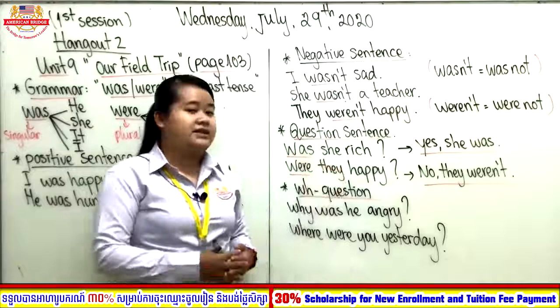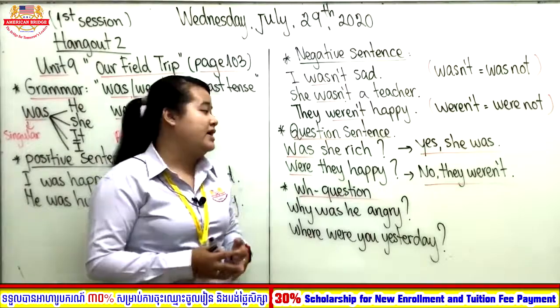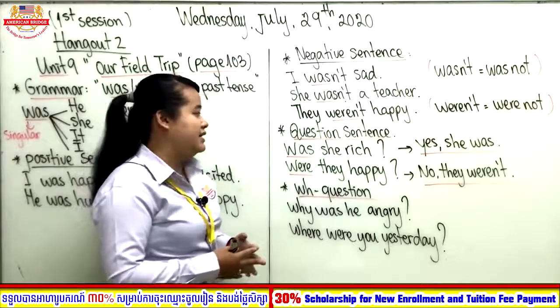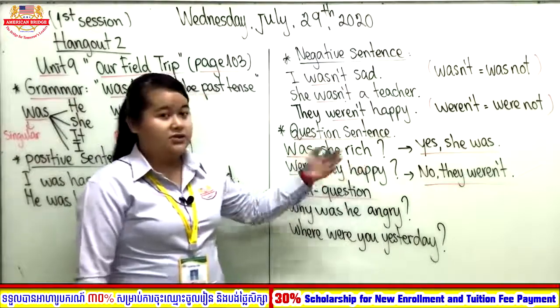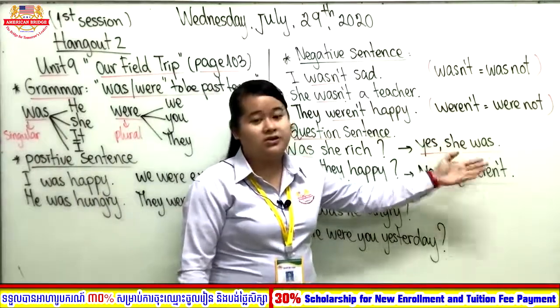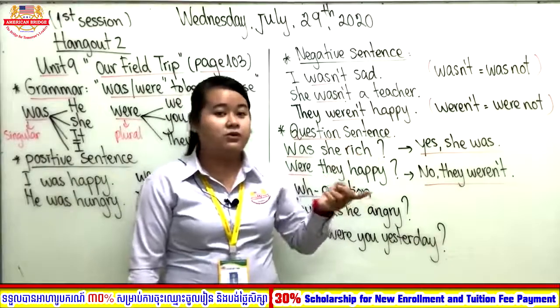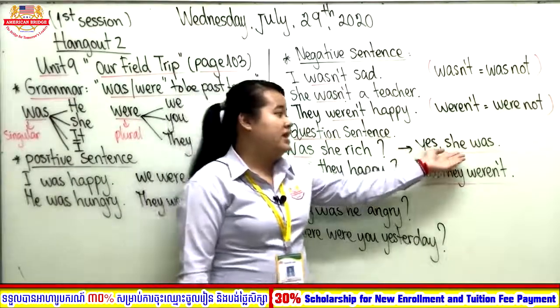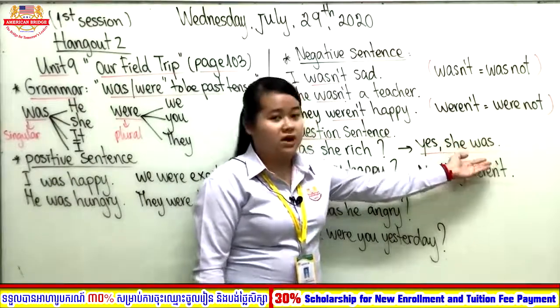So this question sentence is focused on yes and no, right? Okay, so now let me read this one for you. Was she read? So the answer you need to say is yes, she was. You cannot say yes, she were. Were we use with we, you, they. So with she, you need to use was, right?